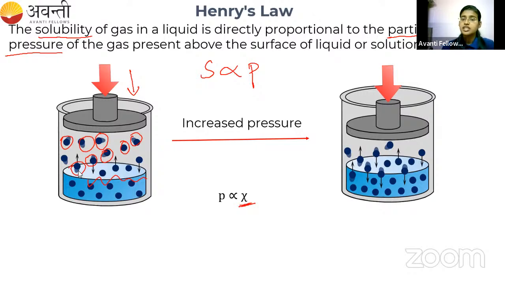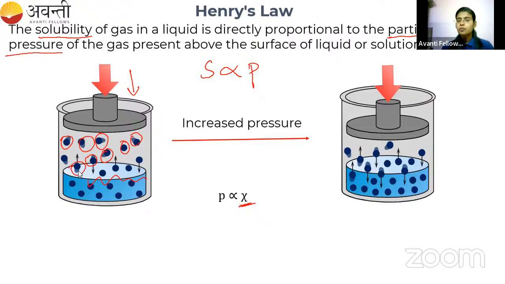Yes, very good. It is mole fraction, right? So X is nothing but the mole fraction. If solubility is dependent on pressure, then that pressure is nothing but the pressure of the gas. Each gas will have some mole fraction present inside it. So pressure is directly proportional to the mole fraction of the gas inside the container. So P is directly proportional to X.